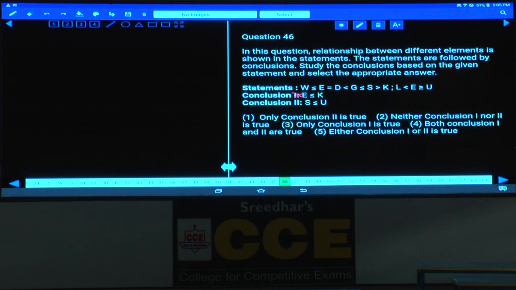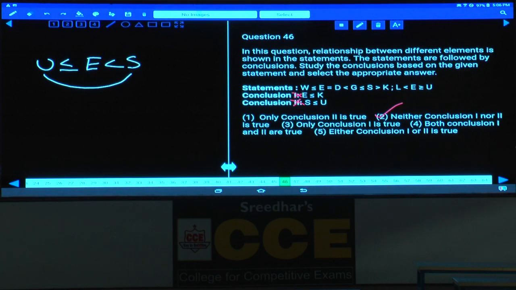Now between S and U, the relation between E and S. What is the relation between E and S here? E lesser than S, and E and U, E greater than or equals to U. U is lesser than or equals to E, isn't it? Now between U and S, what is the symbol here? U lesser than S, S greater than U is true, but U lesser than or equals to E is false. Hence neither 1 nor 2, choice 2. Question number 46, choice 2 is the answer.